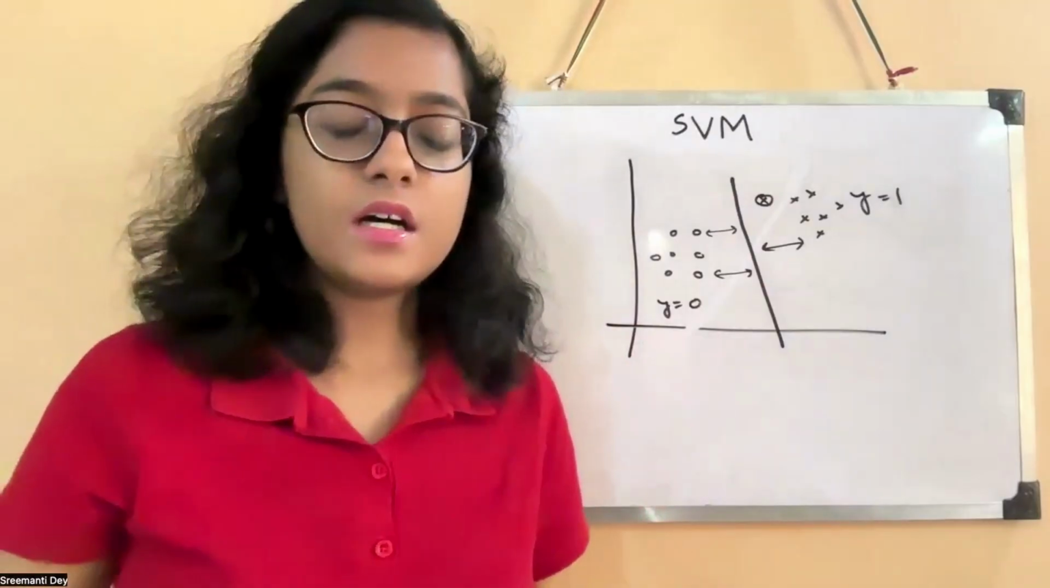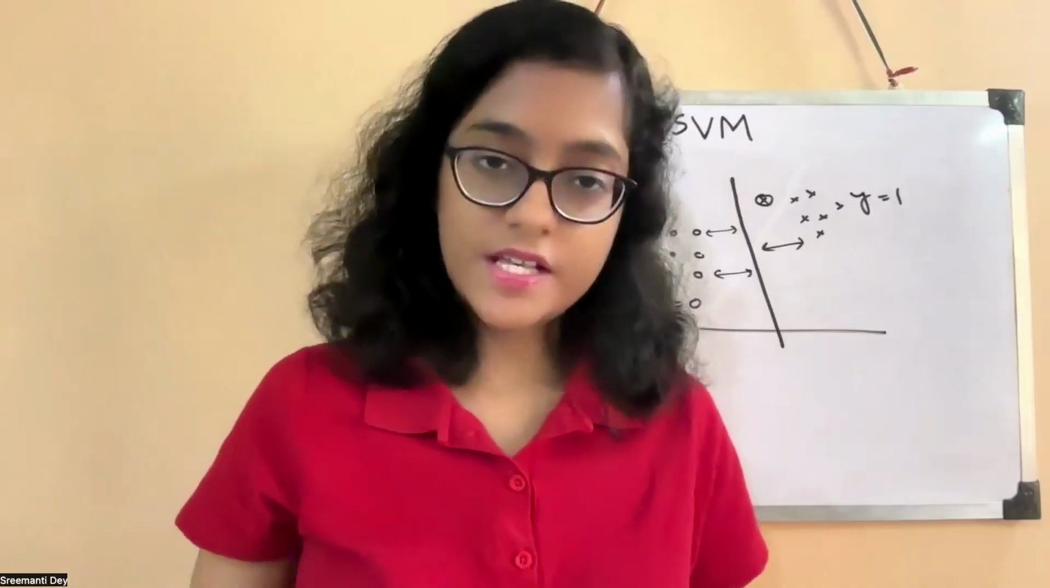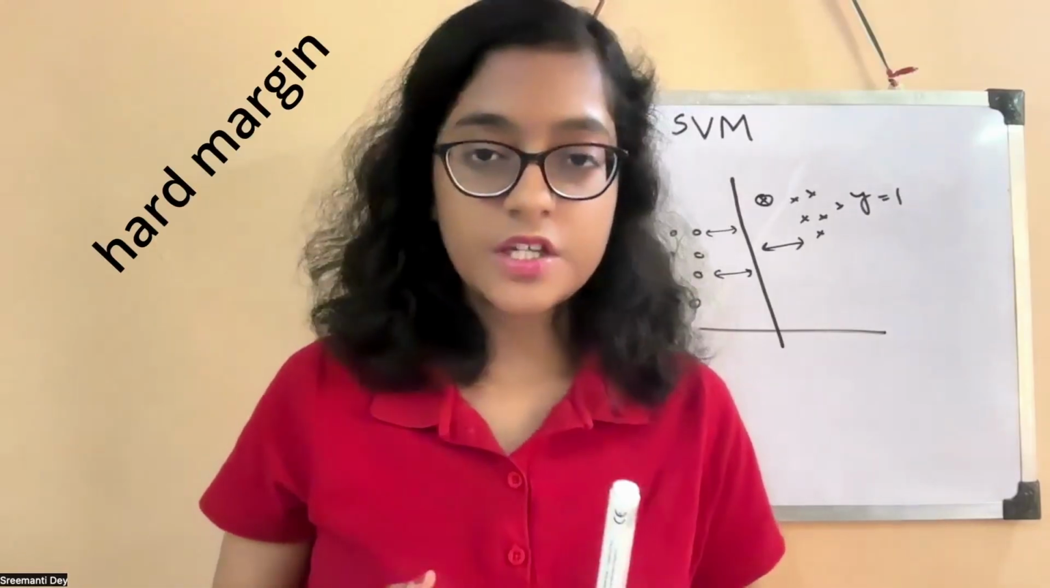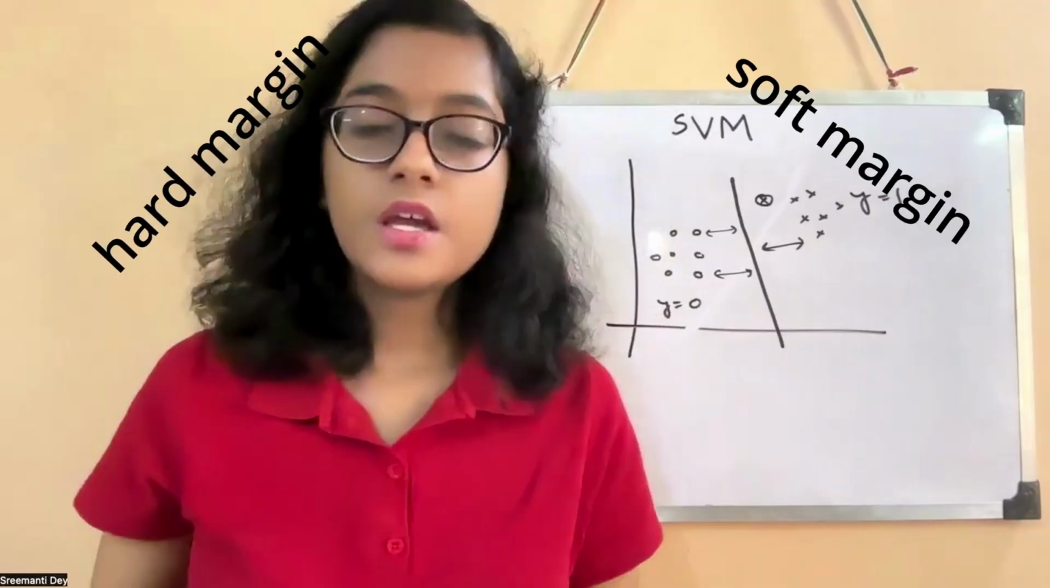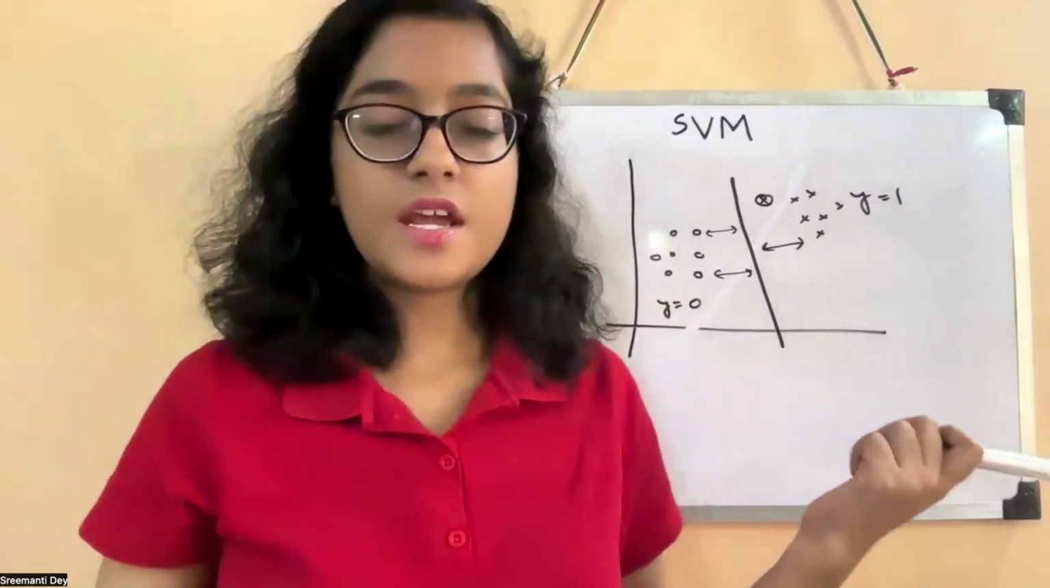Now there's a different thing that we're going to discuss. There are two kinds of classification that we have in case of SVM. One is hard margin classification and one is soft margin classification. So what do we understand by that? This one here, as you can see, will have training accuracy 100%.